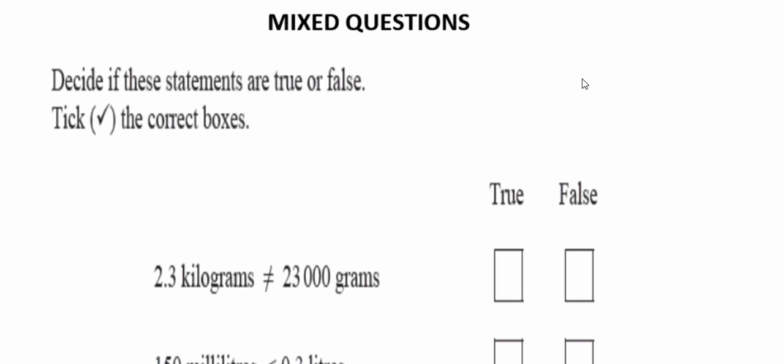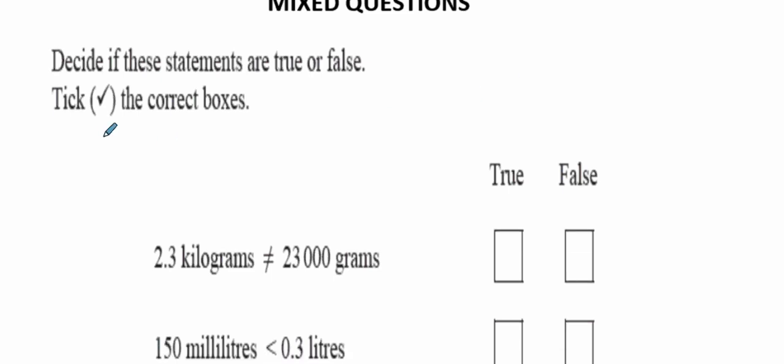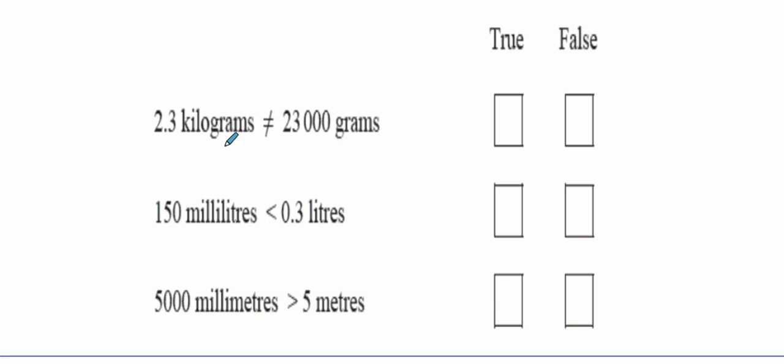Mixed questions. Decide if these statements are true or false. Tick the correct boxes. We have 2.3 kilograms, and we have 23,000 grams. You see? You can't compare if you don't have the same units. One is kilogram, another one is gram. So what I would suggest is change kilograms into grams, so that we can now see if this statement is true.